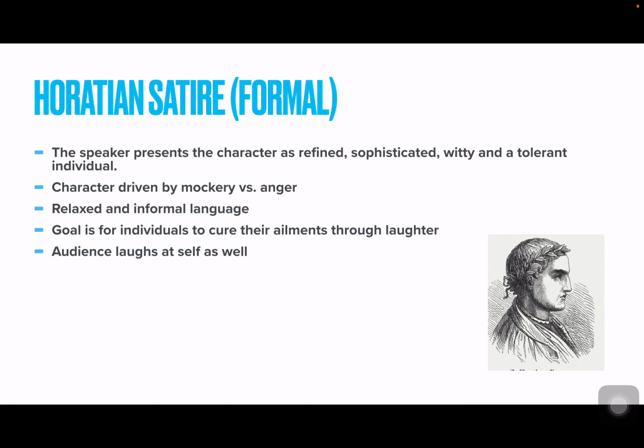Now, do you need to know these terms when you're writing about satire, and say, oh, this is Horatian satire? Not necessarily, but it certainly helps you to see if there are some qualities that distinguish one from the other.